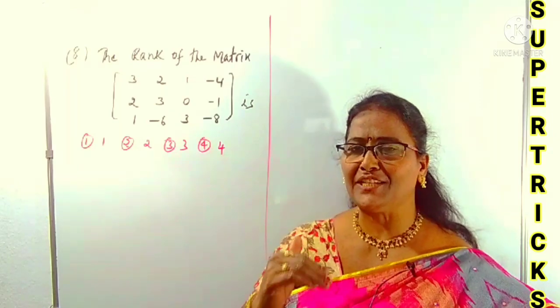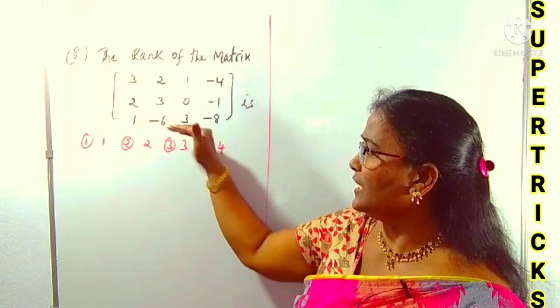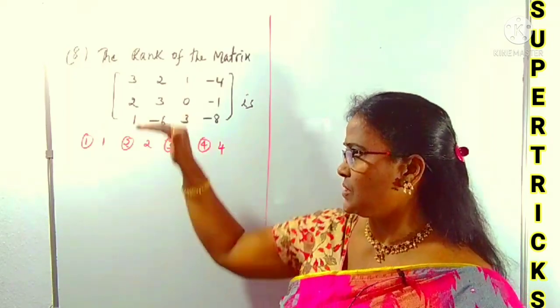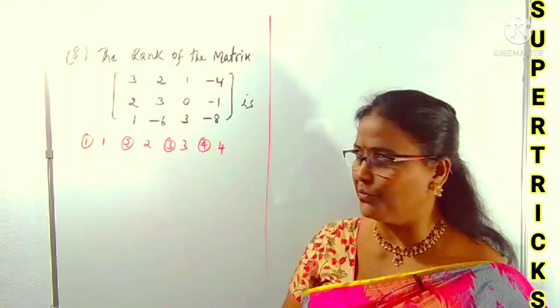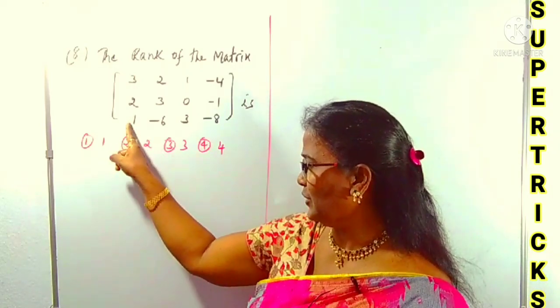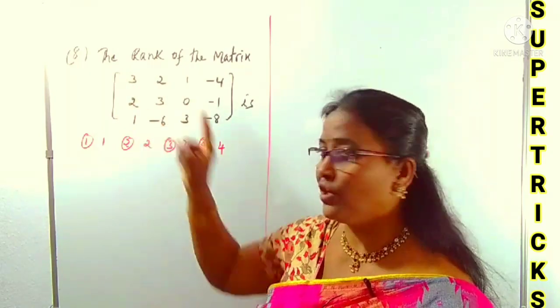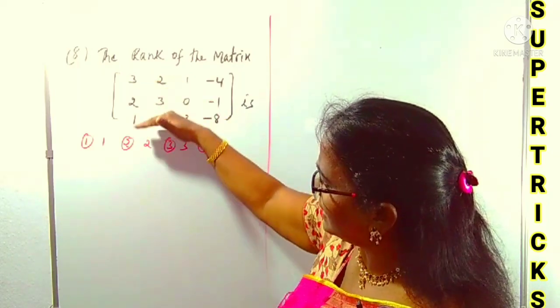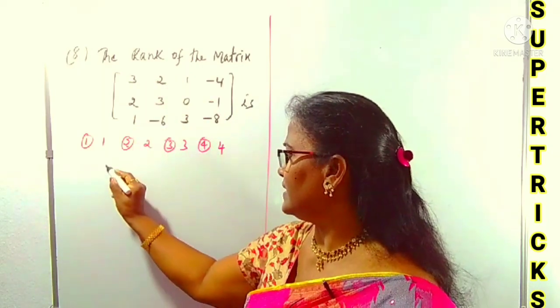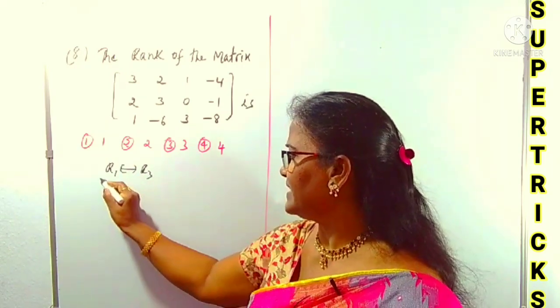Okay. To find the rank, I am simply using the echelon form. Echelon form means we reduce the elements to maximum zeros by using elementary transformations. The elementary row transformations we can use like this. First of all, try to make the first element 1, which is called the leading element. For that I am interchanging R1 and R3, R1 interchange R3, to get the first element as 1.